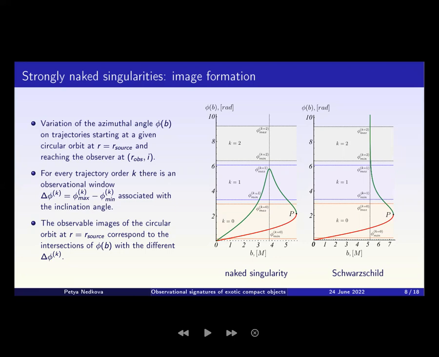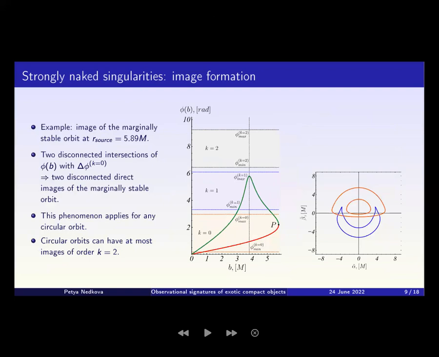Now we look at the intersections. You see here two different portions of this curve intersecting our observational angle. And you can already guess those two different portions will give two distinct images, which are disconnected on the observer's side. So here is what is happening. This is the image for the order 0. So this thing and this thing give those two orange circles on the image diagram. This is the image diagram of this part. So this orange ring and this orange ring correspond to those disconnected intersections of the integral with the observational window. And the blue thing is the image of the first order, equal to one image.